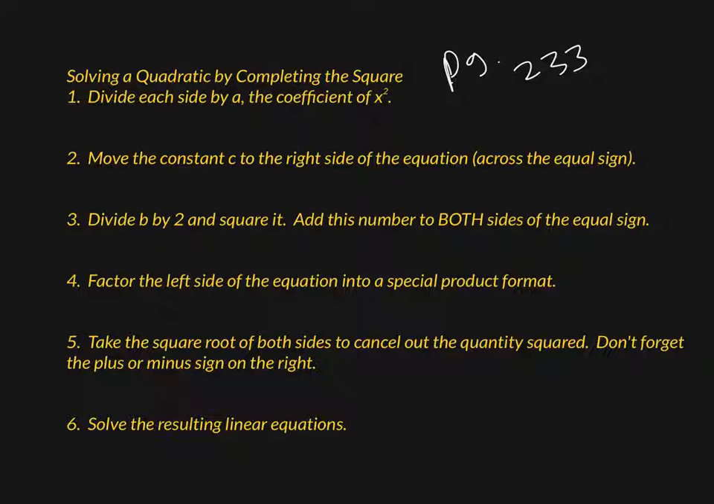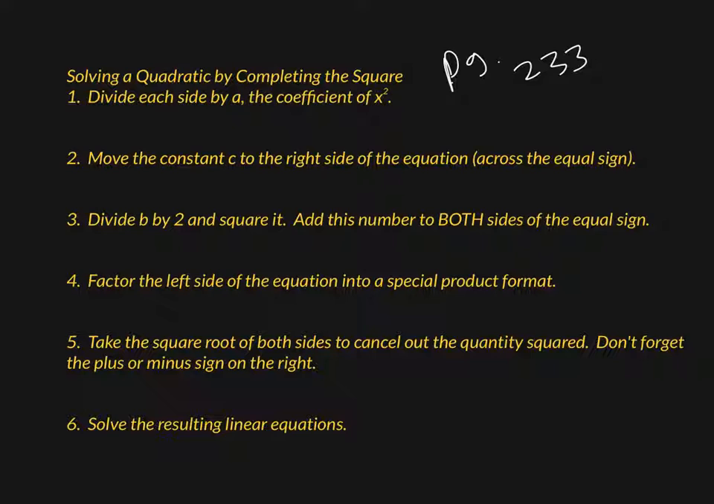Step 1, divide each side by a, the coefficient of x squared. If you've got 3x squared plus 2x plus 5 equals 0, you want to divide everything by that 3 to get that 3 gone so that you don't have anything in front of that x squared. Step 2, move the constant c to the right side of the equal sign. So if it's minus 5, you're adding 5. If it's plus 5, you're subtracting 5.